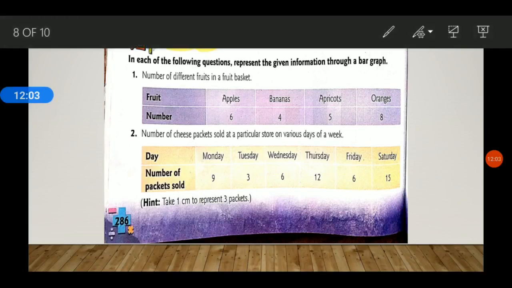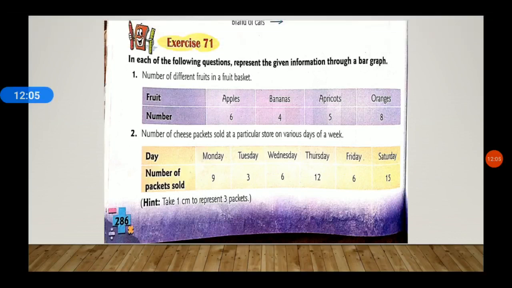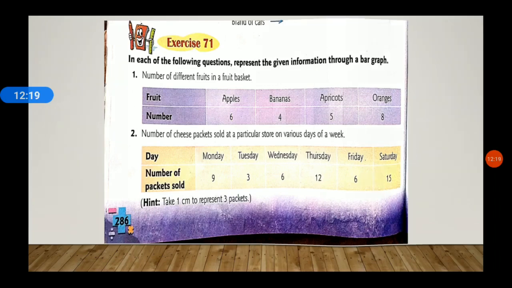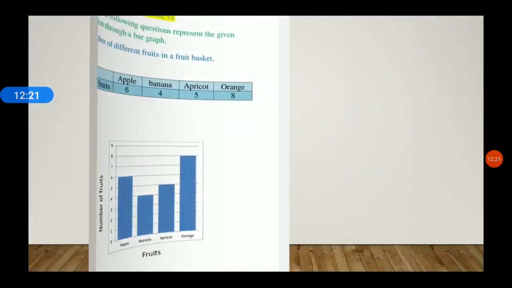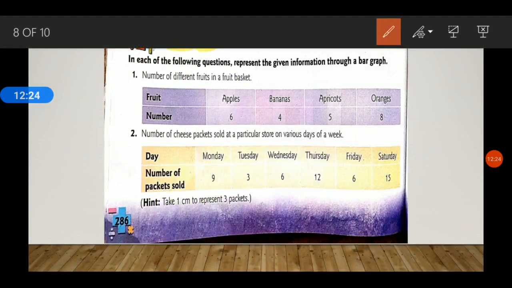Come to exercise 17. In each of the following questions, represent the given information through a bar graph. First one is number of different fruits in a fruit basket. Fruits are given: apples, bananas, apricots, oranges, and the numbers are given. So first we have to write step 1, that is the title, and the title will be number of different fruits in a fruit basket.